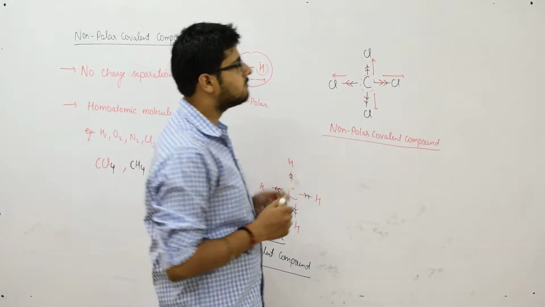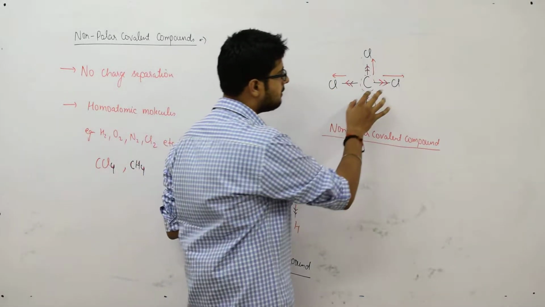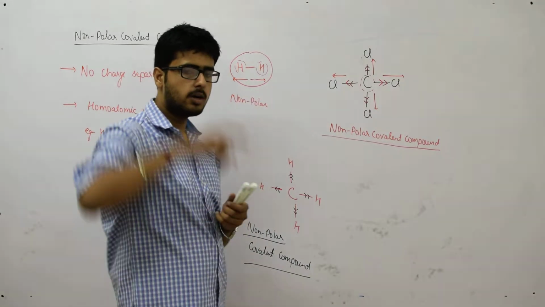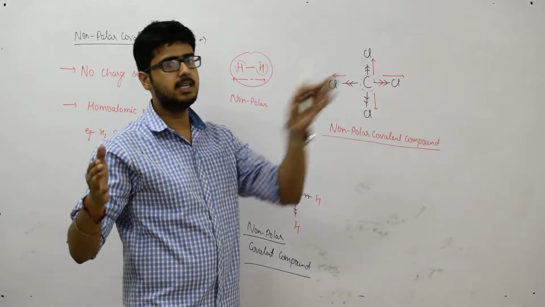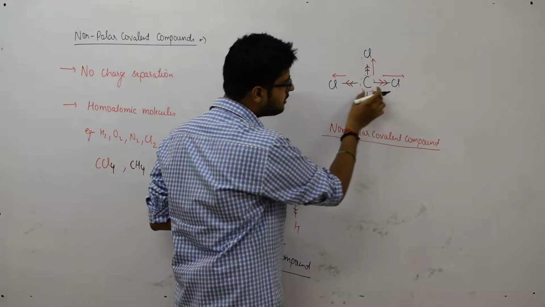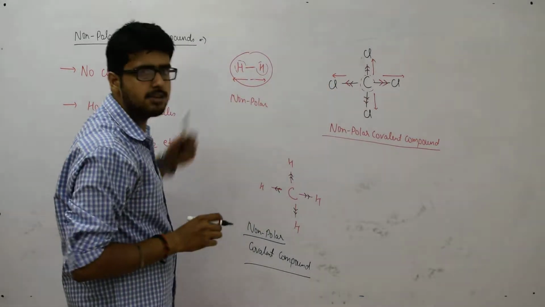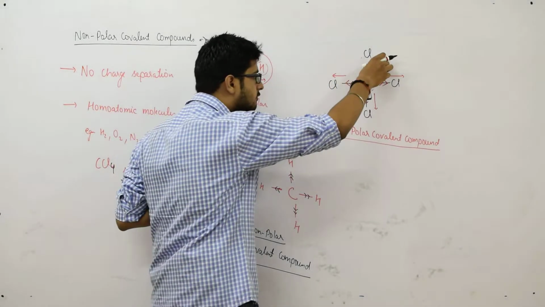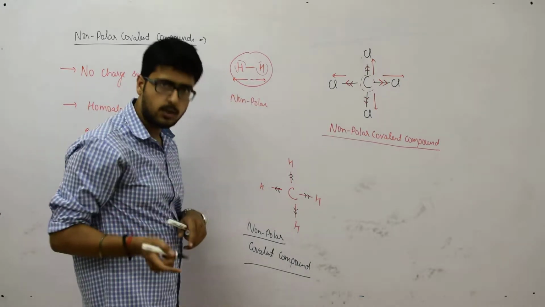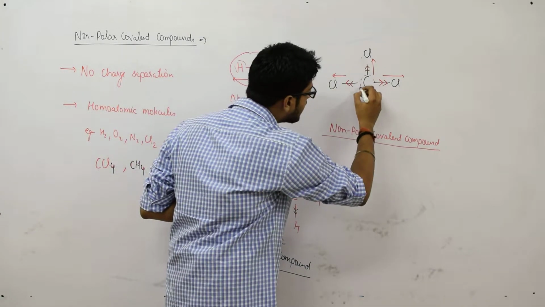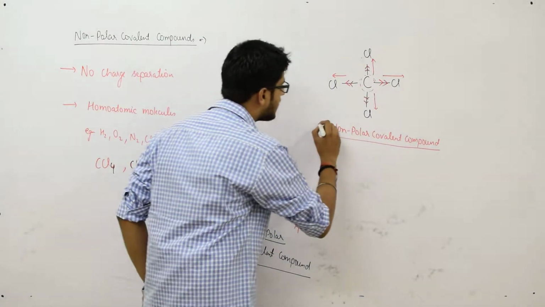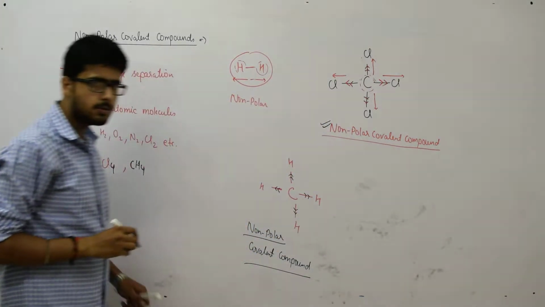If we see the structure of CCl4, carbon tetrachloride, in between we have a carbon atom and 4 chlorine atoms attached at 4 locations, one above, one below, one on the right side and one on the left side. The force exerted by the chlorine in the right direction is equal to the force exerted by the chlorine in the left direction. Again, the force exerted by chlorine in the upward direction is equal to the force exerted by chlorine in the downward direction. So the net force acting on this carbon atom is 0. Hence, it behaves as a non-polar covalent compound.